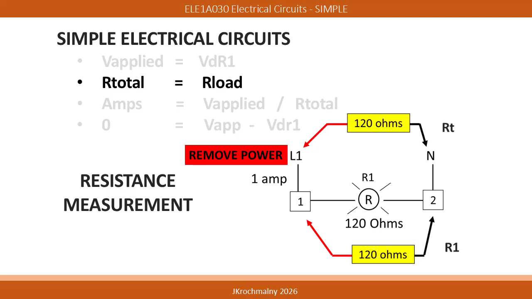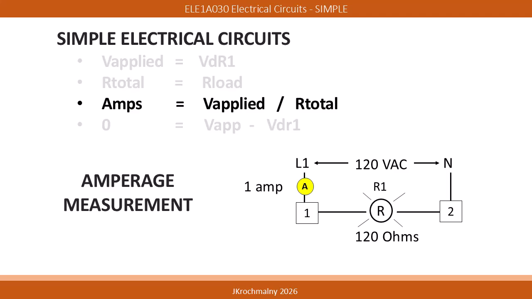Remember, we measure resistance of components that are disconnected from their power. We measure the resistance of the red lamp at 120 ohms. If we were to measure the total resistance of the circuit between L1 and N with the power removed, we will find also 120 ohms of total resistance.